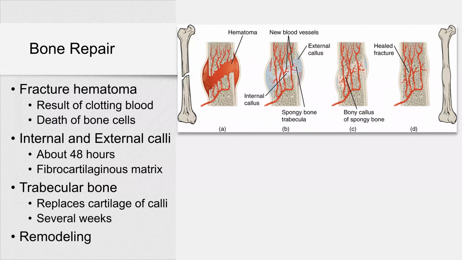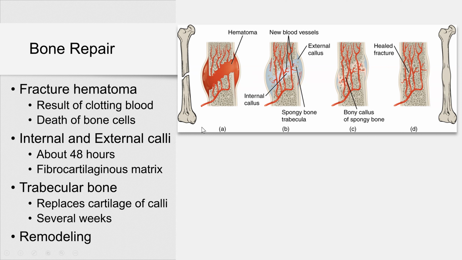Now, when bones are broken, luckily for us, we go through a process of bone repair, and it has several stages. First stage is formation of a hematoma, resulting from damaged blood vessels. So if you break a bone, it's a very vascular structure, you cut through the blood vessels, you have bleeding, that's what a hematoma is. Those bone cells are dead.